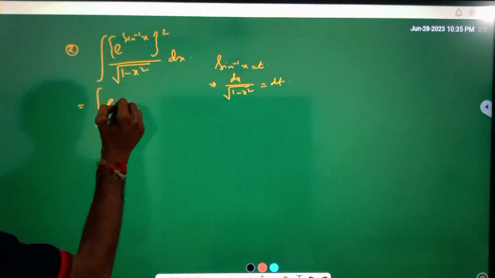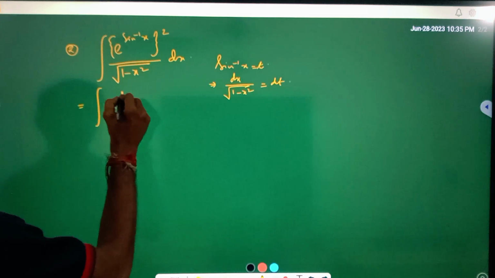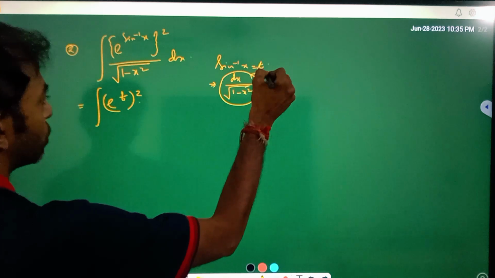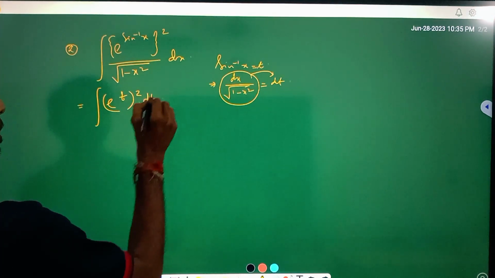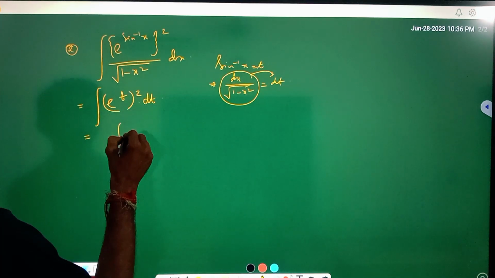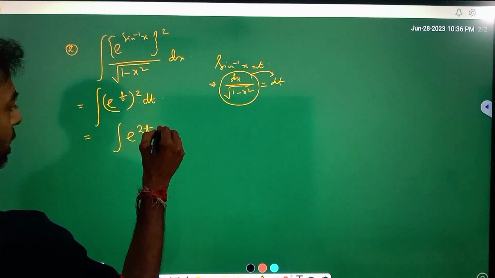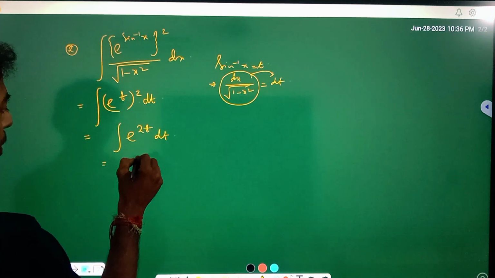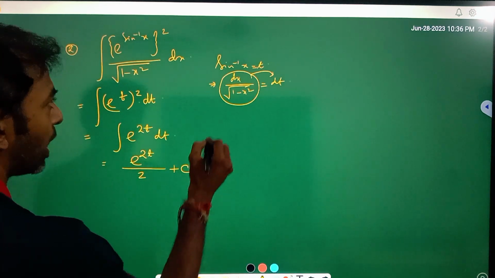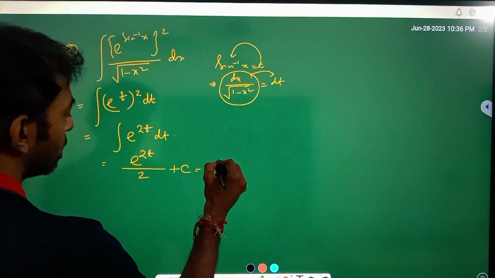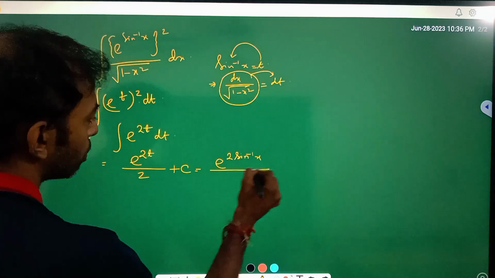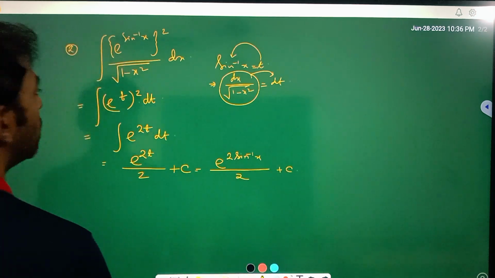So clearly we can say that dx by under root 1 minus x square will be transferred to dt. So that will be dt here, and e power sin inverse x whole square will be e power t whole square, that will be e power 2t dt. Now the integration of e power 2t will be e power 2t divided by 2 plus c. Now the value of t is sin inverse x here. So that will be e power 2 sin inverse x by 2 plus c. That's our second problem. Very easy problem.